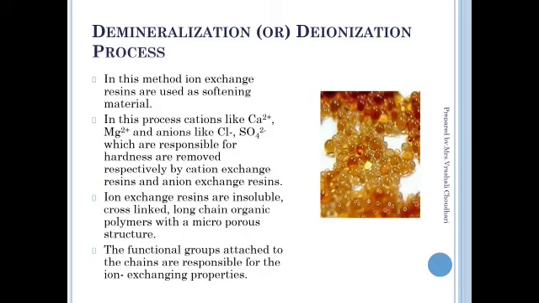The cations like calcium and magnesium, and anions like Cl minus and SO4 2 minus, which are responsible for making water hard, are removed by using cation exchange resin and anion exchange resin. Ion exchange resins are insoluble, cross-linked, long chain organic polymers with a micropores structure. There are two types of ion exchange: one is cation exchange, another one is anion exchange.